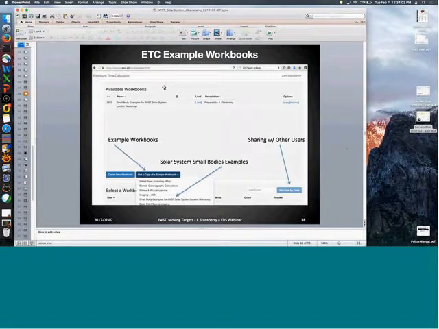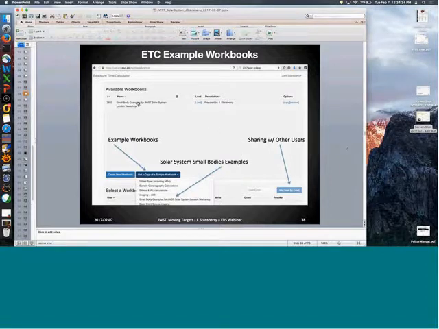Once you're into the ETC, this is the landing page. There are workbooks that are available. At the bottom, there's a button that says get a copy of sample workbooks. And in there, you'll see one workbook, which is small examples, just a couple examples that I put together. And then there's the level where you can share a workbook with other users.